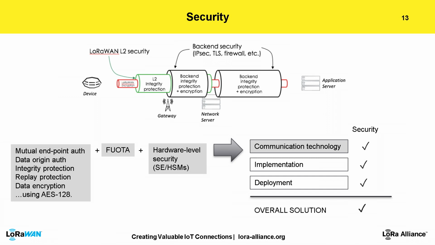Now, security. The FUOTA that I just talked about, believe it or not, is one of the tools in our toolbox of security. But just to take a step back, what do we have for security for LoRaWAN? Well, we have all the bells and whistles any modern wireless communication needs. We have mutual endpoint authentication, data origin authentication, replay protection, integrity protection, and data encryption, all using AES-128. That means we are using 128-bit keys and 128-bit cryptography, which practically cannot be brute forced, okay? And this is state-of-the-art security.